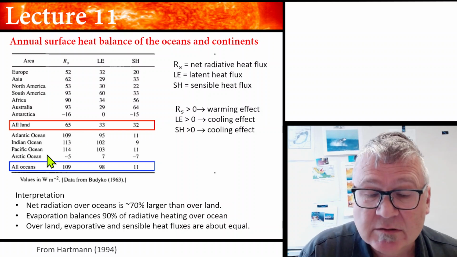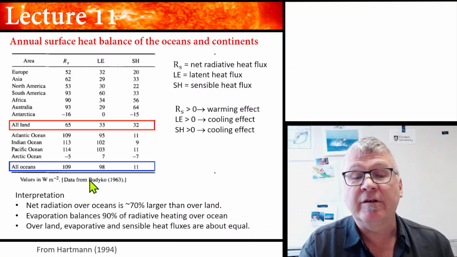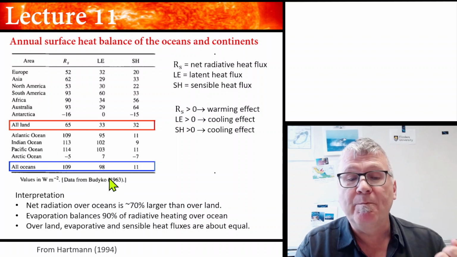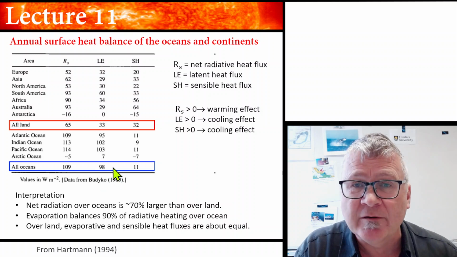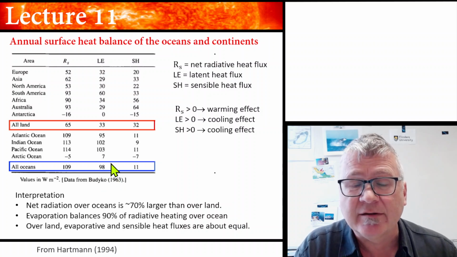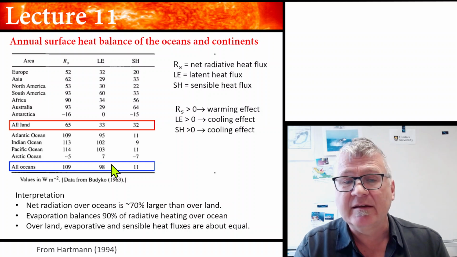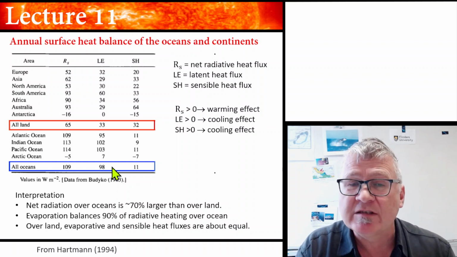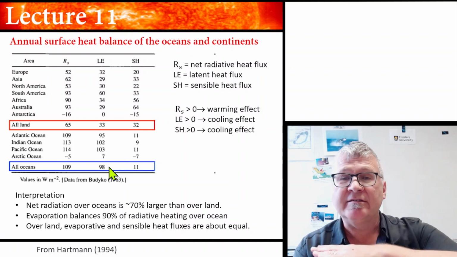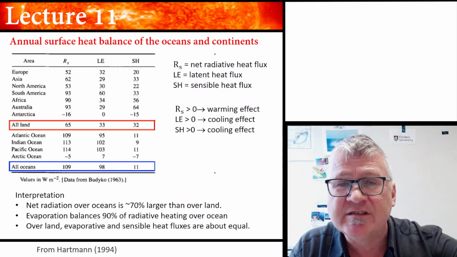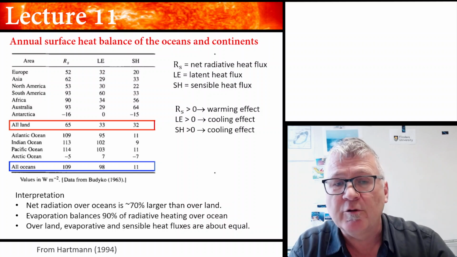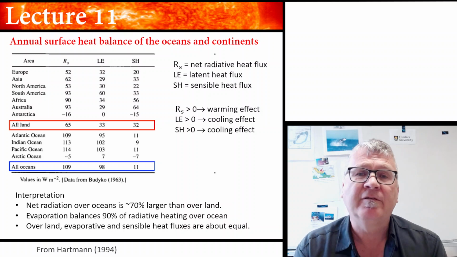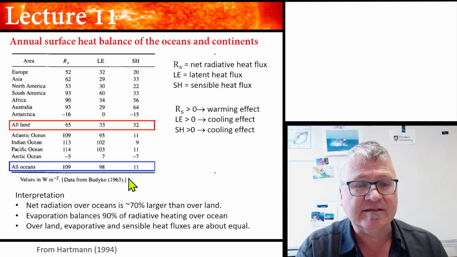Over the oceans, it's actually the latent heat flux which balances most of the surplus radiation that you get. That's fascinating, isn't it? How big a role evaporation plays over the ocean. And indeed, at the sea surface, you always have a fully saturated 100% humidity. And so you can expect that you have a big latent heat flux here.